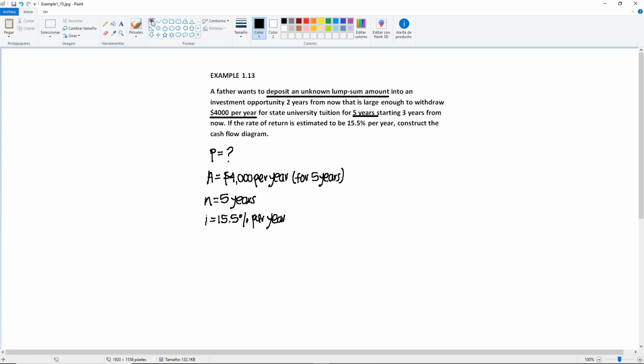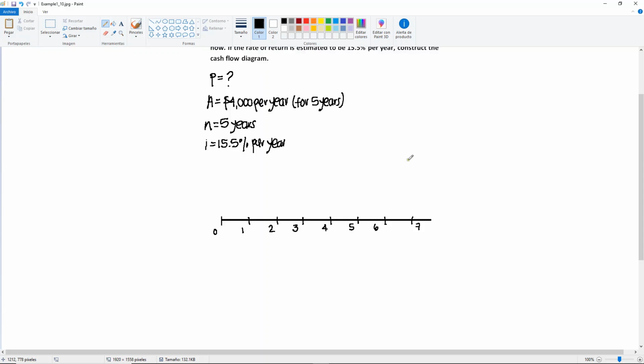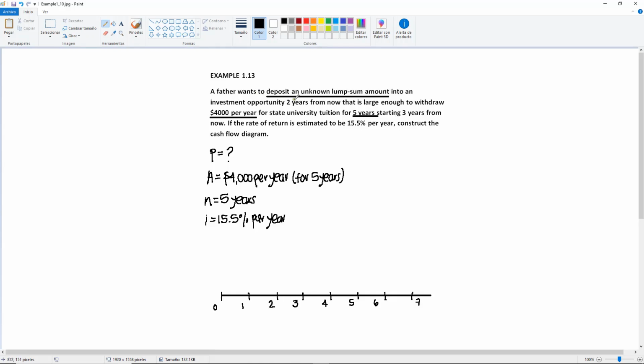But first of all, let's point out that the deposit doesn't occur until 2 years from now. So if we have 5 years, then we're going to end up having a total of 7 years. So let's draw 7 years here. We have 0, 1, 2, 3, 4, 5, 6, and 7. Okay, so then again, this deposit or the P occurs 2 years from now. So let's say that this right here is now. So he's going to be depositing it somewhere in here. So here it's going to have the P that is unknown.